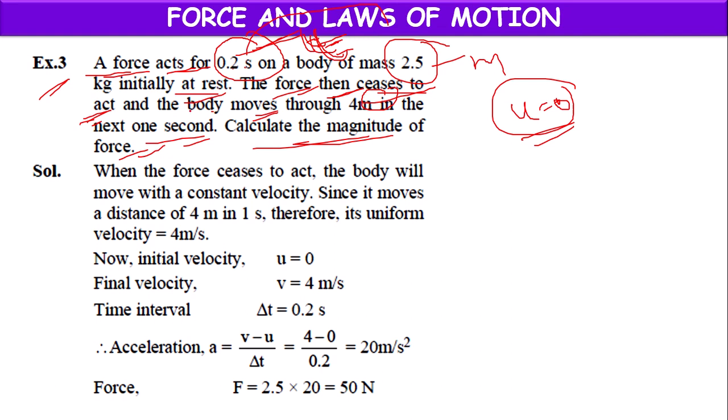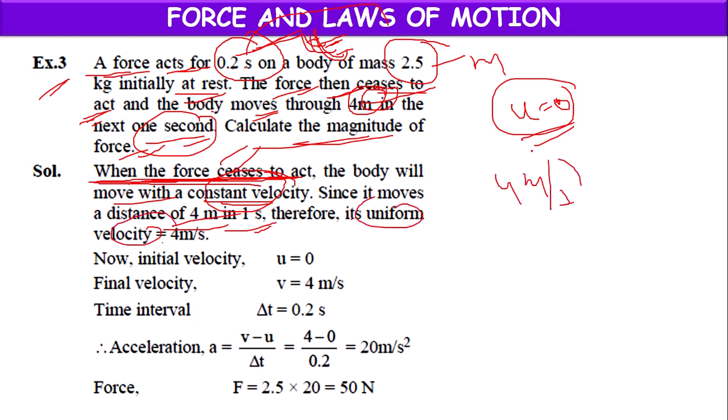So here, according to the question, when the force ceases to act, the body will move with a constant velocity, which is 4 meters in 1 second. Its uniform velocity will be 4 meters per second. This is the uniform velocity of the body.